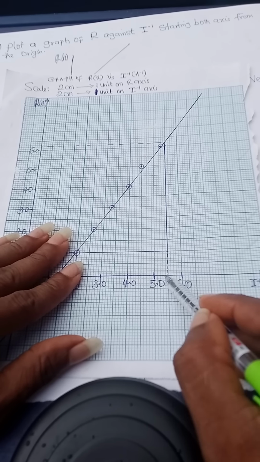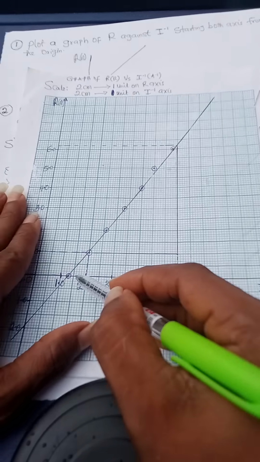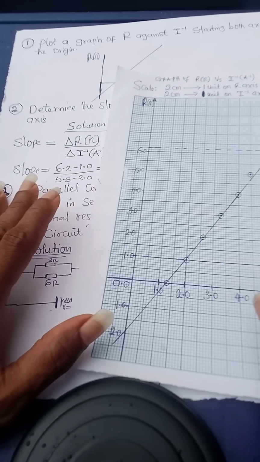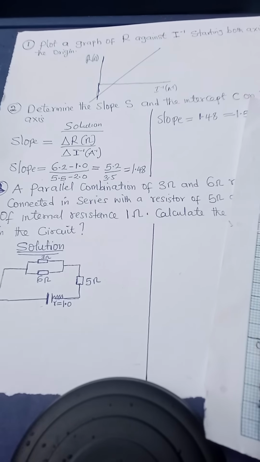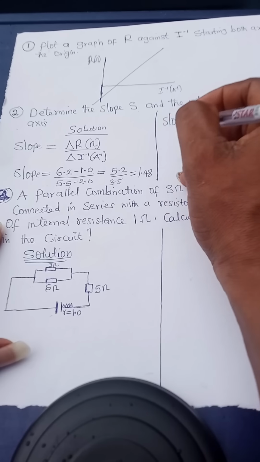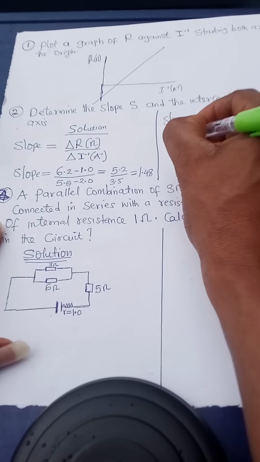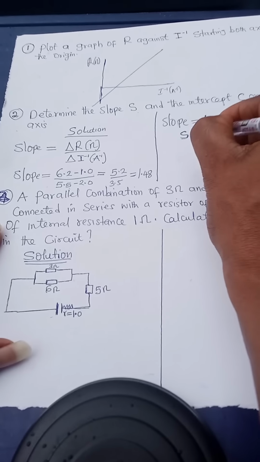5.1, 0.2, 0.3, 0.4, 0.5. 5.5 minus 2.0. Then we got the slope as 1.5. So if I now want to get the intercept, because the slope is now equal to 1.5.